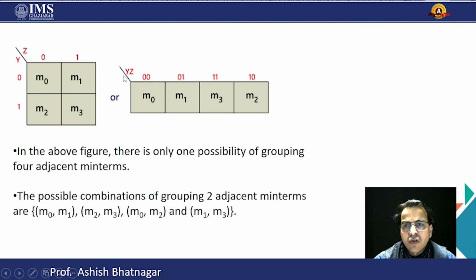And in the case of 3 variables, let's say X, Y, Z, you have to define Y, Z as well as either this or this. No, here it is not considered a 3 variable. This is a 2 variable K-map. So you have to design the K-map table like this or this. It's up to you.